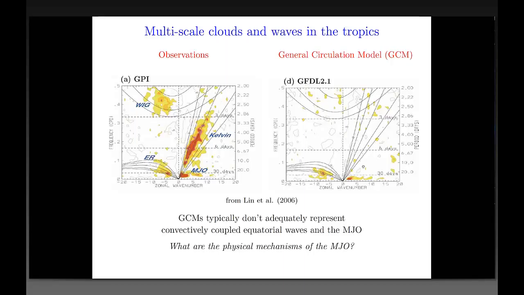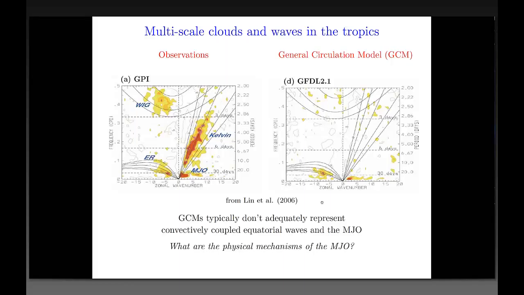And on the right, this is similar data from the GFDL general circulation model. And what you see is that it just doesn't have the spectral peaks associated with the convectively coupled waves or really even the MJO either. And this paper by Lin et al. from 2006, I guess it's becoming a little dated now at this point, but similar results still apply. And they look at actually 14 different GCMs, and the characteristics of each one differ, but I guess the main message is that GCMs typically don't adequately represent these tropical phenomena of convectively coupled equatorial waves and the MJO. They certainly do well with other aspects of the climate, but when it comes to these tropical phenomena, they just don't adequately capture them.